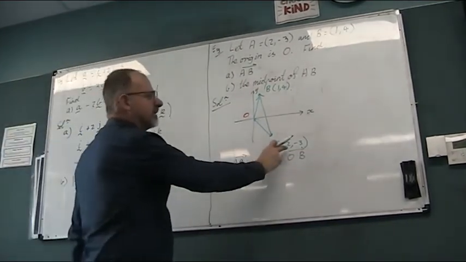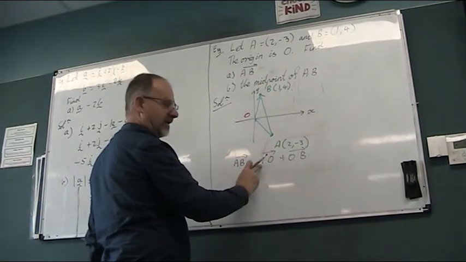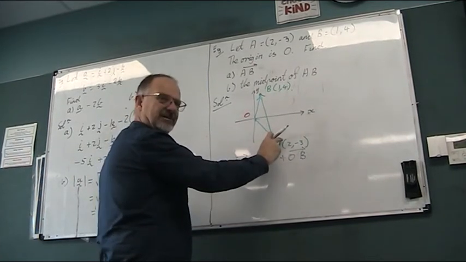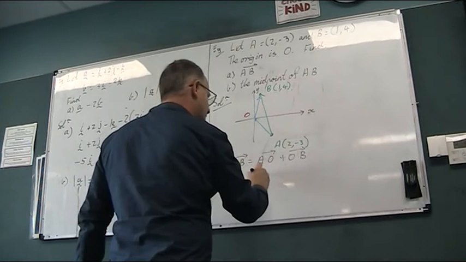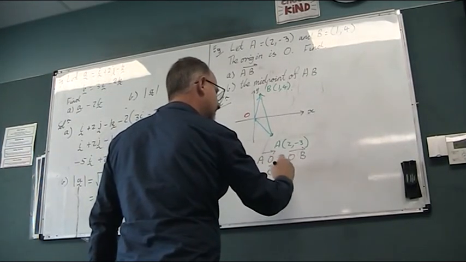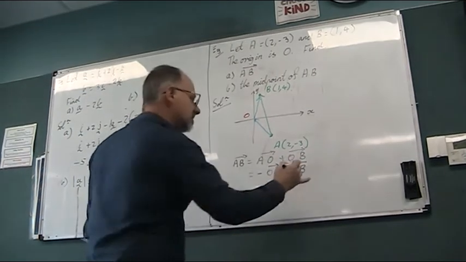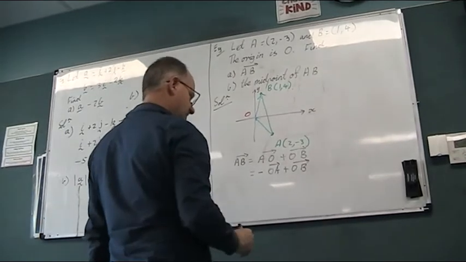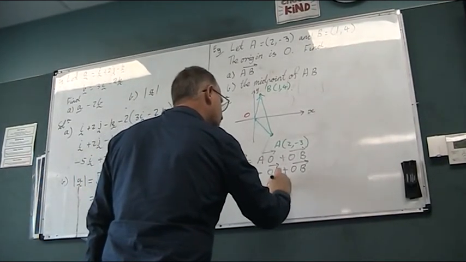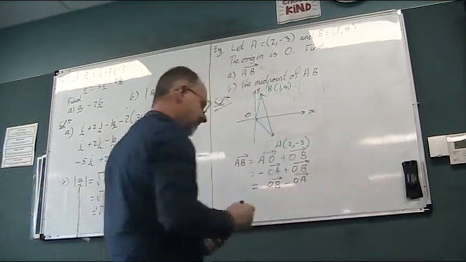Now, these points here, 2, negative 3, that's not going from A to O, that's actually from O to get to there. So that's the negative of O to A. All right.